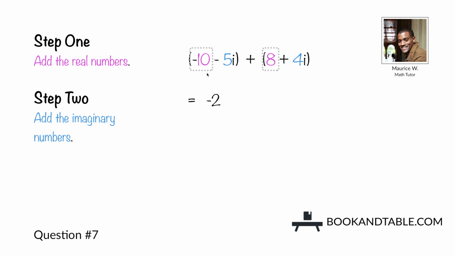Step 1, add the real numbers. Negative 10 plus 8 is equal to negative 2. Step 2, add the imaginary numbers. Negative 5i plus 4i gives us negative i. So the sum of negative 10 minus 5i plus 8 plus 4i is equal to negative 2 minus i.